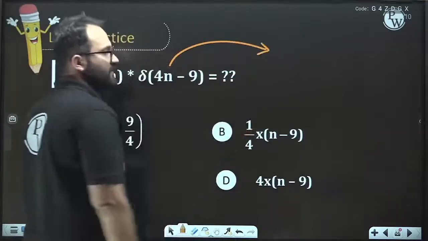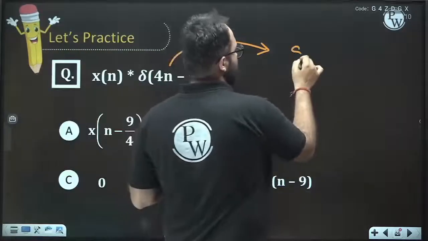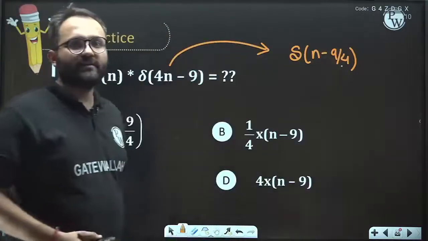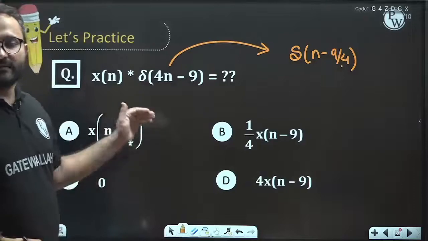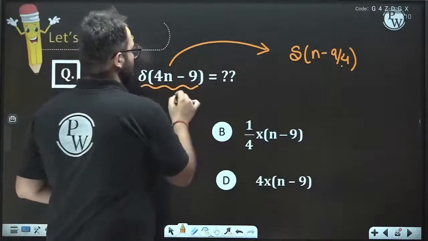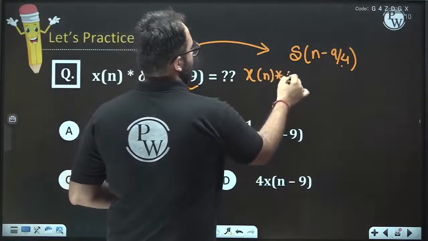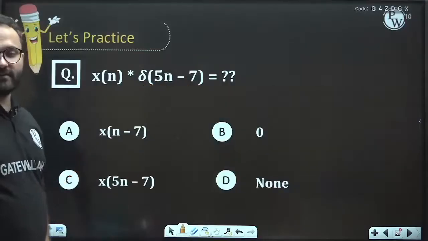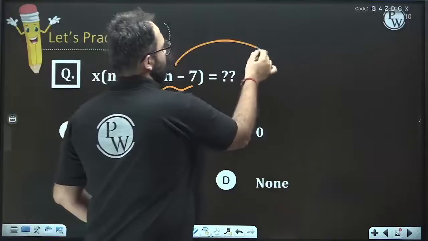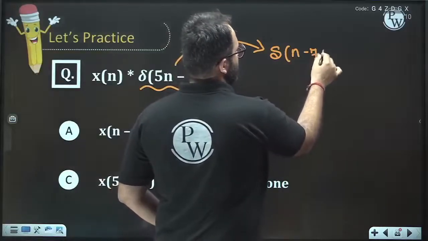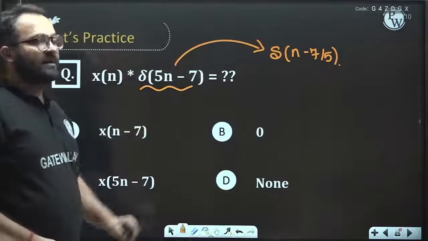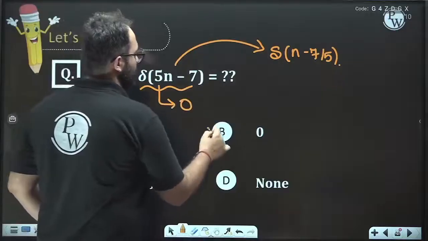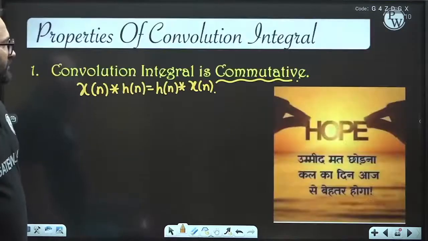Now this one. Here we can see that delta[4n-9] can be written as delta[n - 9/4]. Since this location is not an integer location, this delta is 0 everywhere. This is a 0 signal. So x[n] convolve 0 is 0. This is a 0 signal because this is not an integer. Same in this one also. This delta can be written as delta[n - 7/5]. Here we can see that this delta is a 0 signal because 7/5 is not an integer value. So the convolution result is 0. Great. Like this you can easily solve the questions.